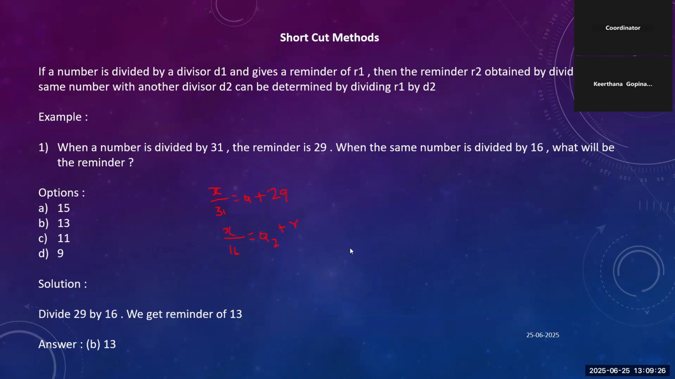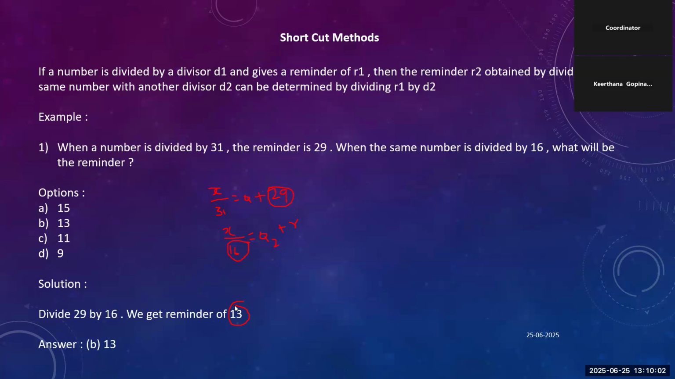Now we have to find what r is. The simple way to find r is to divide R1 by D2, which means divide 29 by 16. 29 by 16 is what? One time. The remainder is 13. The answer is 13. That's all.